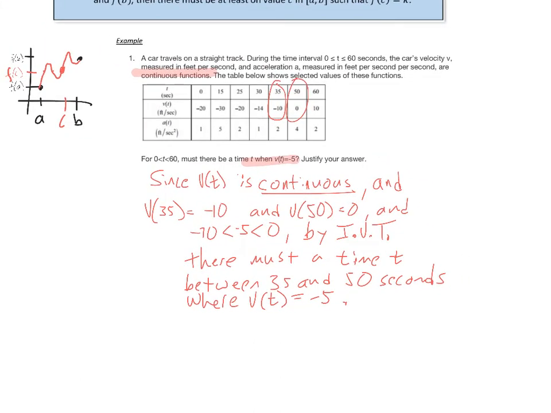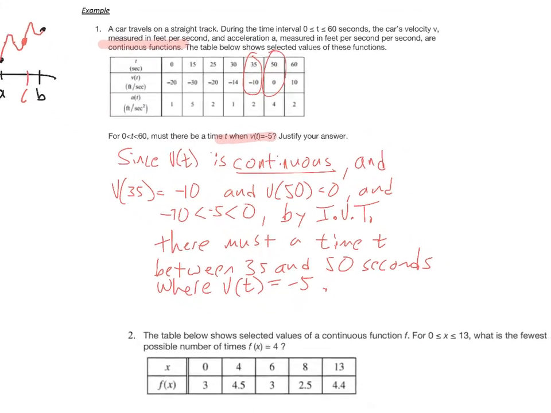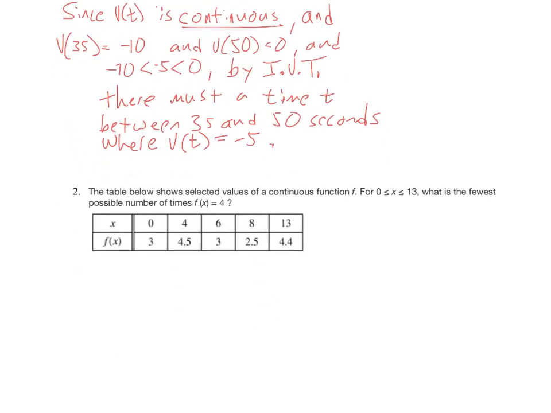Let's try one more AP question. Here we have a table of continuous functions. This is not necessarily a car or anything like that, but we just know that we have values of a continuous function. Again, that's a clue. Once you see that, if you're doing the AP test or AP questions, you know it's a continuous function. Our brain should start thinking intermediate value theorem. For x between 0 and 13 is what's given. So the question is, what's the fewest possible times that f of x could be 4?